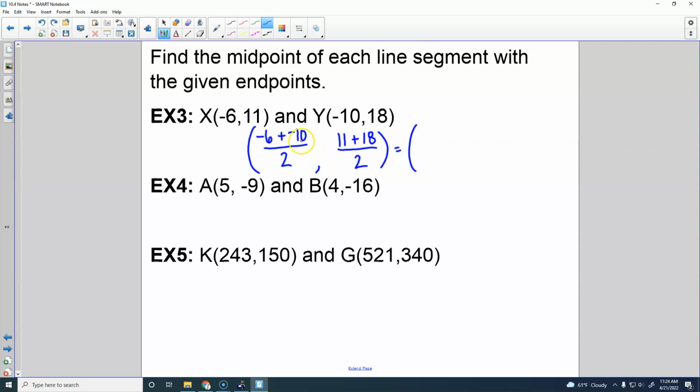So negative 6 plus negative 10 is negative 16 divided by 2. And then 11 plus 18 is 29 divided by 2. So half of negative 16 would be negative 8. Half of 29 would be 14.5. And so this would be our midpoint.